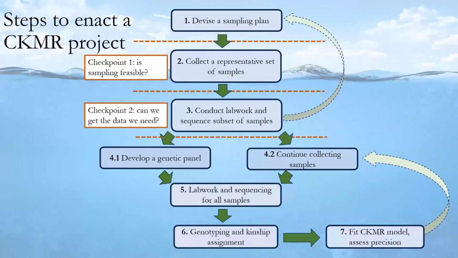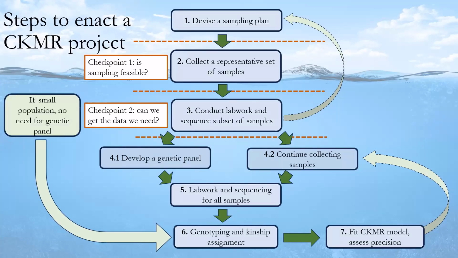So once we fit our CKMR model, then we can assess precision and determine if we've met our goals or not. And if not, we can just circle back to collecting more samples. And so this is the flowchart that I tend to follow with regards to planning and implementing a CKMR project. But of course, there may be shortcuts or alterations depending on infrastructure and expertise. If we have a small population, then we may not need to spend the time and effort developing a genetic panel, and so we can just skip right ahead.